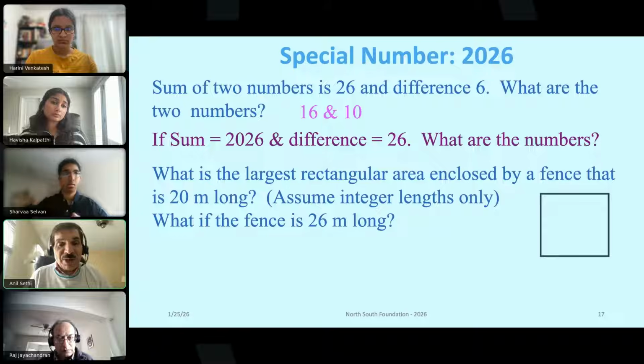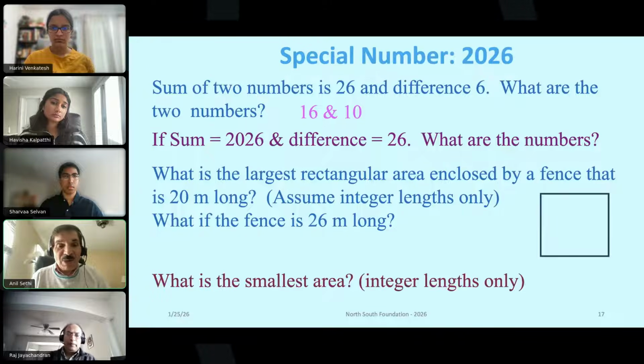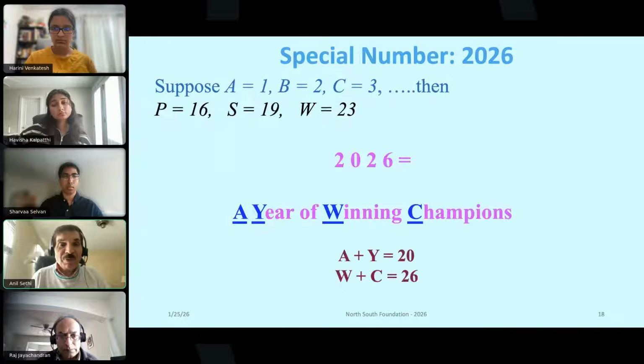What if the fence is 26 meters long? Now it's not going to be easily divisible by 4, and we want integer lengths. So that's a challenge for you. Take that number and see what's the largest area that you can enclose with this. And similarly, what is the smallest area that you can enclose with this? That would be a fun homework problem for you to attempt.